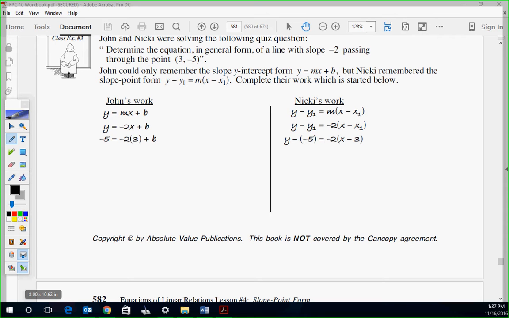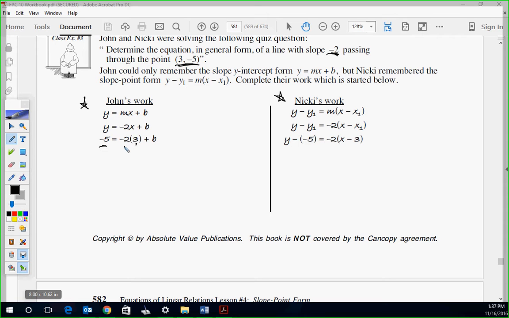John and Nick were solving the following quiz question. Determine the equation in general form of a line with a slope of -2 passing through the point (3, -5). John can only remember slope y-intercept form, but Nick, you remembered slope point form. Complete their work, which is started below. So this is like we did in our warm-up. This is today's lesson. So let's see if we remember this. So what he did was, he took the point (3, -5), put 3 in for x, -5 in for y, and we are told the slope is -2. So he's solving for b. That's all he's doing.